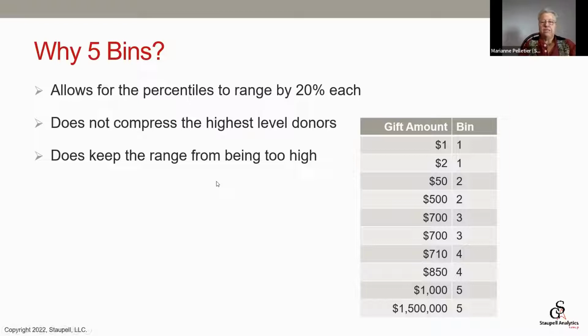It does not compress the highest level donors. And that was one of the questions. What if I go $10, $10, and then suddenly we have a $1 million donor, you know, Bill Gates showed up? Well, he's still in bin 5 with his other $10 people. The interesting concept for bin 5 and bin 1, frankly, is where does it start and where does it end, right? Or the end is your highest gift ever. And it keeps your range from getting too high.